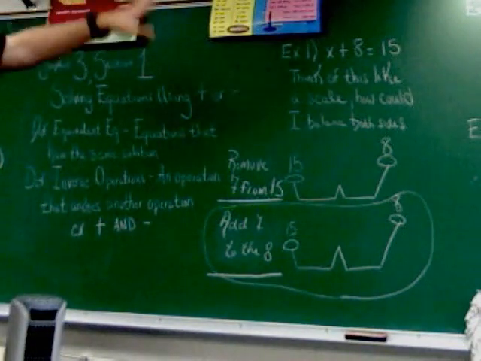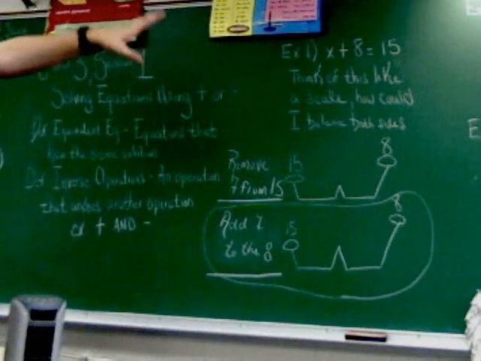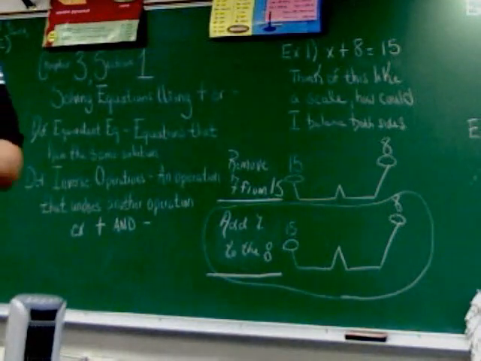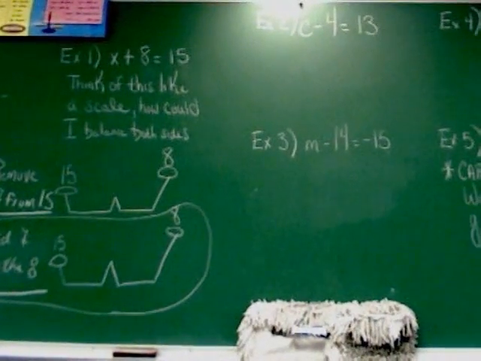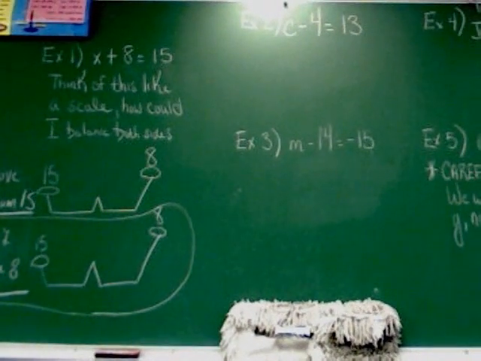So let's work through examples 2 through 6 now, where we're solving various equations of various natures and types. In example 2, I've got c minus 4 equals 13.